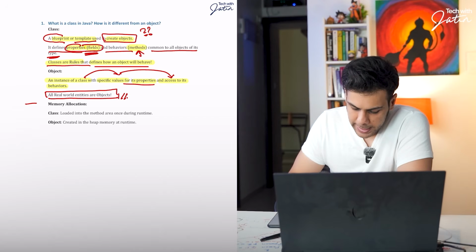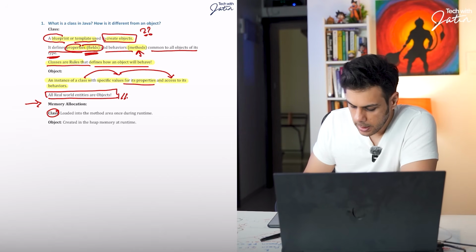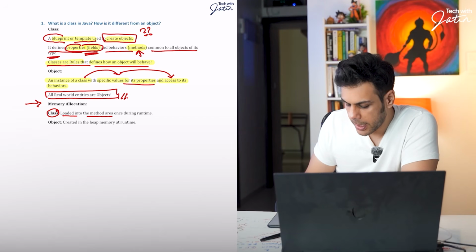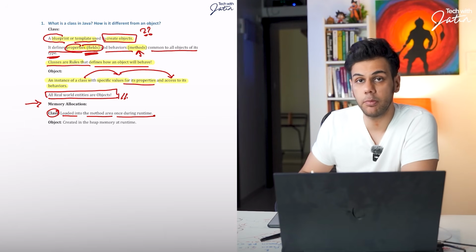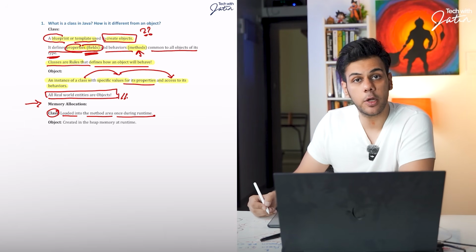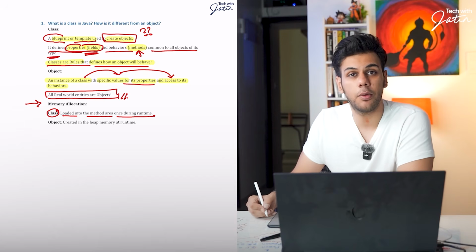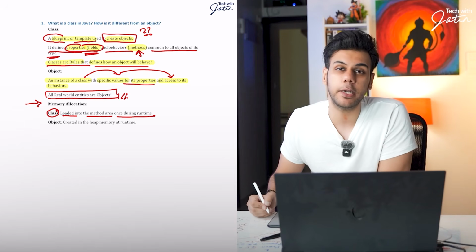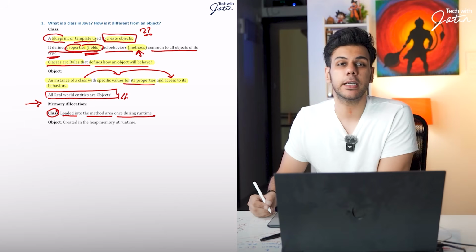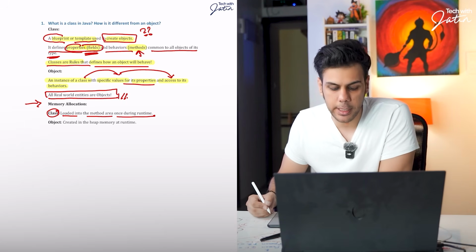Now let's talk about memory allocations. A class is going to be loaded in the method area during runtime. So when you create an object, a class will be loaded into the method area, whereas objects are created inside which memory space? Objects are created in the heap memory.